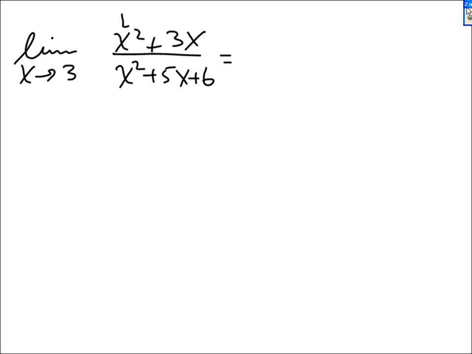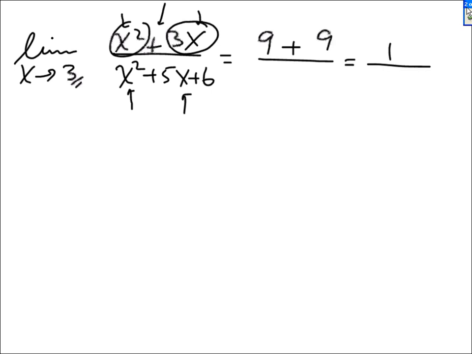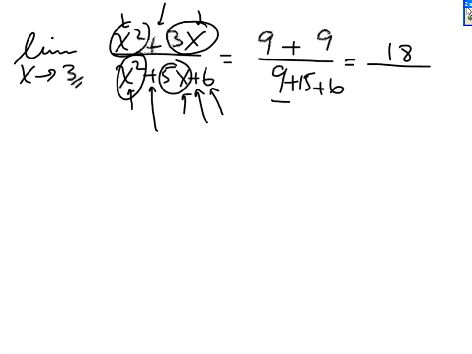Instead of x, you plug in 3. So you have 3 squared, which is 9, plus 3 times 3, which is 9. You have 2 9s, which happens to be 18. In the bottom, you have 3 squared, which is 9, plus 5 times 3 is 15, plus 6. 9 and 6 is 15, plus another 15, that's 30.